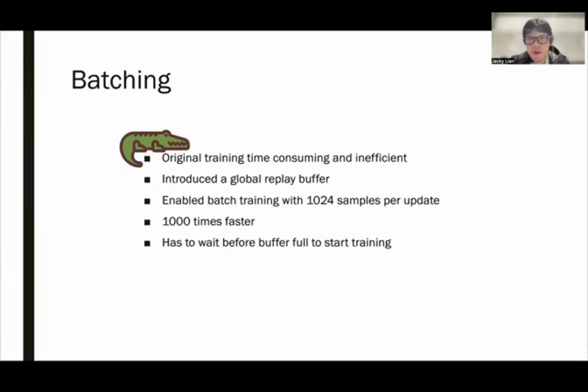Another characteristic of our deep Q-learning agent is batching. Our original implementation was based on Q-learning and used one training sample per update, which is really slow and unstable. What we did was introduce a global replay buffer to store all encountered experiences, and this improvement enabled batch training with 1024 samples per update. As a result, the training became 1000 times faster compared to the previous approach. However, with this new approach, we have to wait until the buffer is full to start training. We consider this a really great trade-off for the speed it gave us.